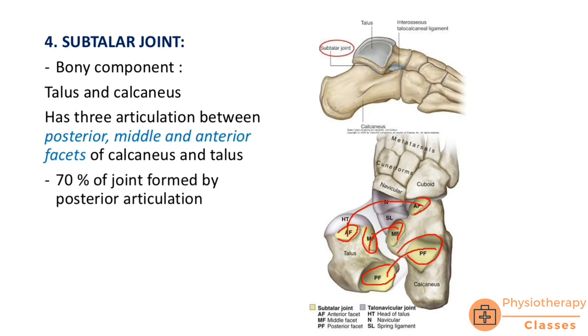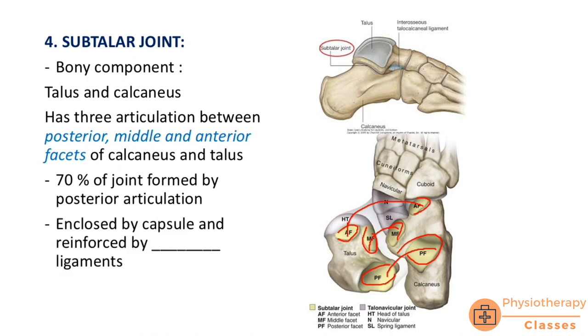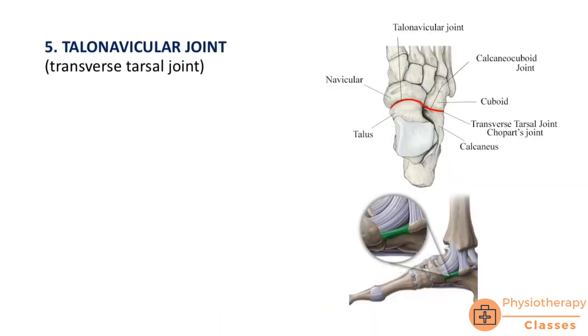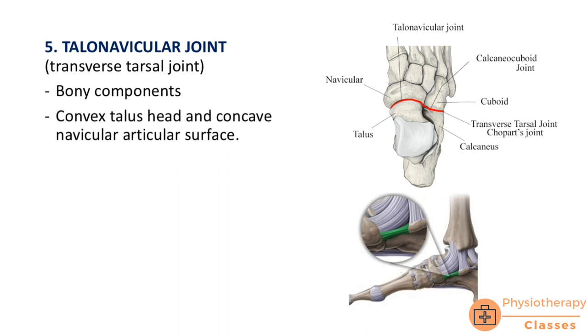70% of the joint is formed by the posterior facet, which, as you can see, is large. This joint is enclosed by a capsule and reinforced by ligaments such as the lateral, middle and posterior talocalcaneal ligaments. Now next, coming to the talonavicular joint. The talonavicular joint is part of the transverse tarsal joint. It is formed between the talus and the navicular bone.